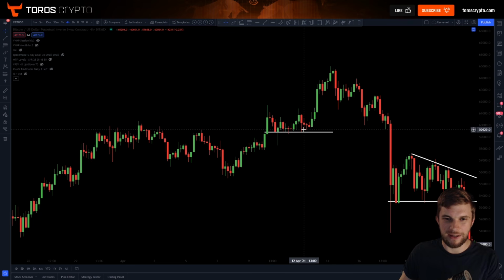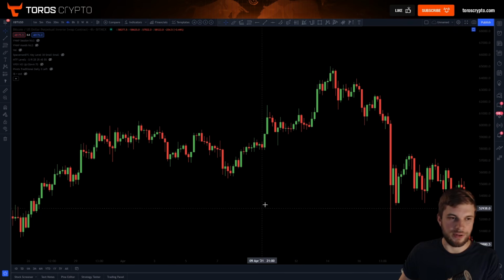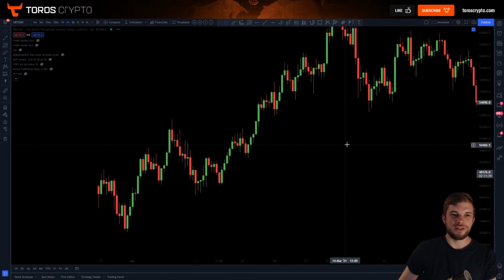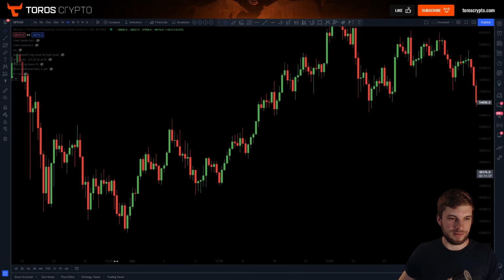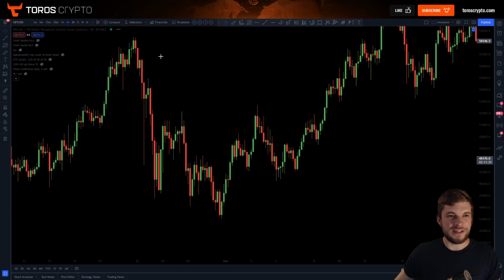Just another little example on the chart there. And again, we can keep scrolling through, see if we can find a wedge. Let's see if we can find one. So this is a nice example, right?